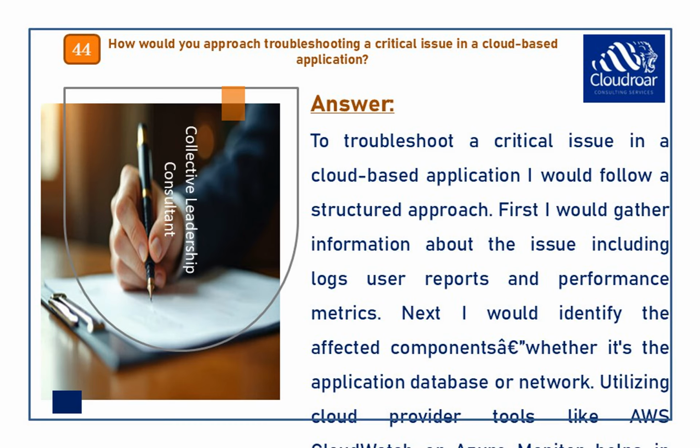Question 44. How would you approach troubleshooting a critical issue in a cloud-based application? To troubleshoot a critical issue in a cloud-based application, I would follow a structured approach. First, I would gather information about the issue, including logs, user reports, and performance metrics. Next, I would identify the affected components, whether it's the application, database, or network. Utilizing cloud provider tools like AWS CloudWatch or Azure Monitor helps in pinpointing the source of the problem.